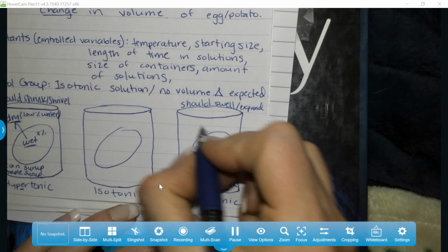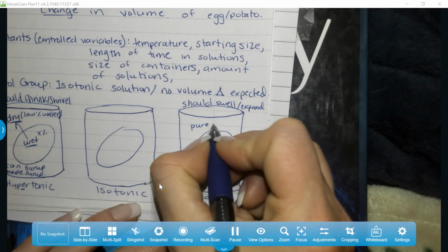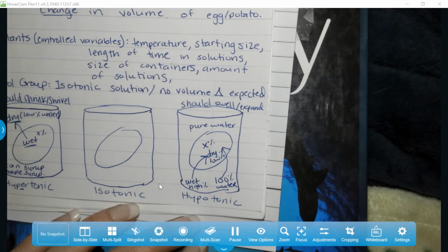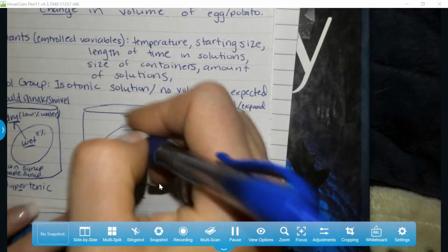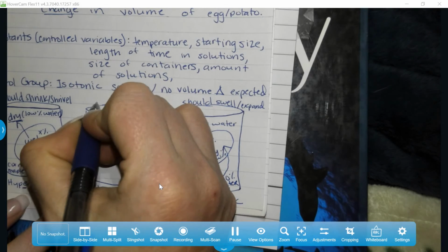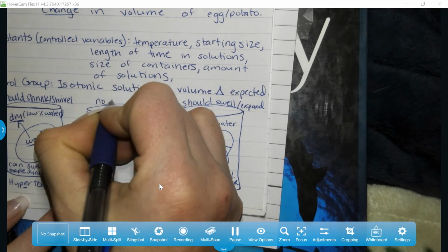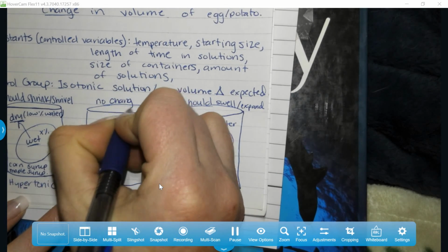So for your hypotonic solution, you're just going to put pure water outside the egg, and that should cause it to swell. And then the isotonic solution, if we do it right, we should expect no change in size.